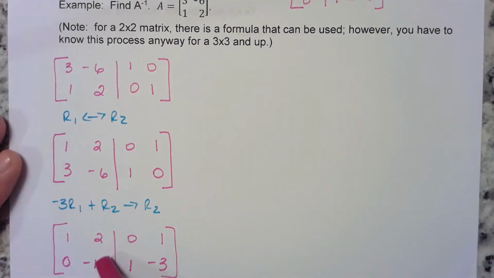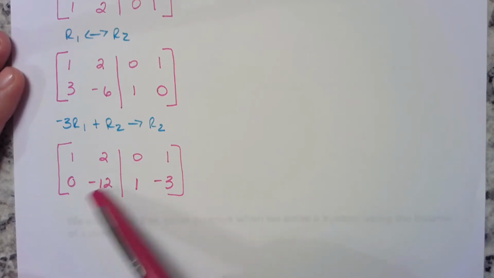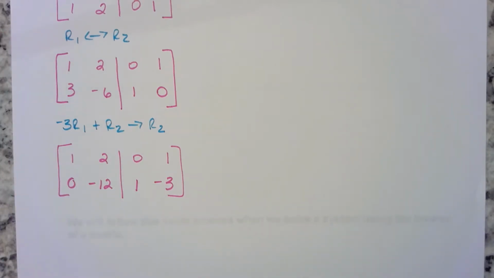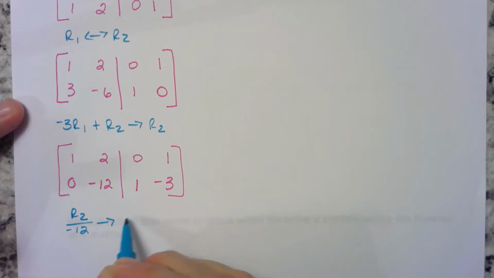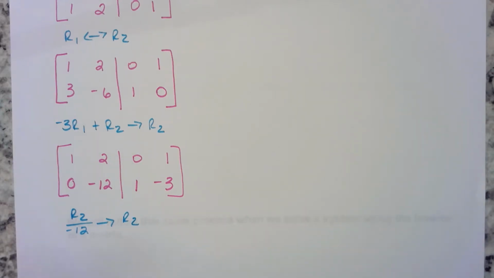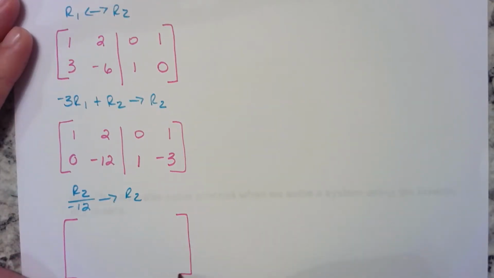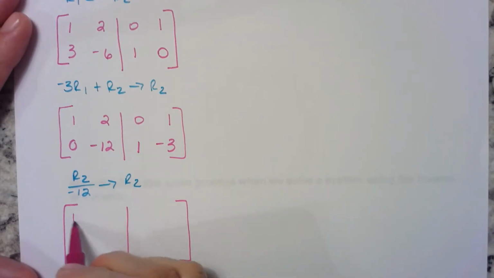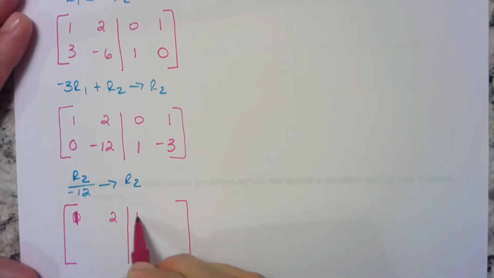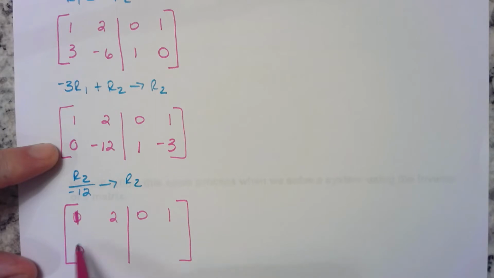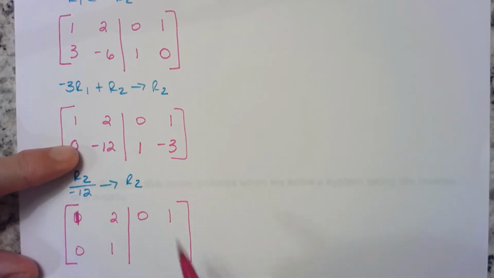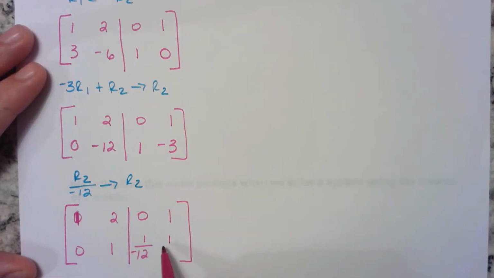We need to get this -12 to be a 1. That means that we can divide row 2 by -12. That'll give us a new row 2. That means again that row 1 stays the same. Divide everything in row 2 by -12. So 0 divided by -12, -12 divided by -12, 1 divided by -12, and then -3 over -12 is a positive 1/4.